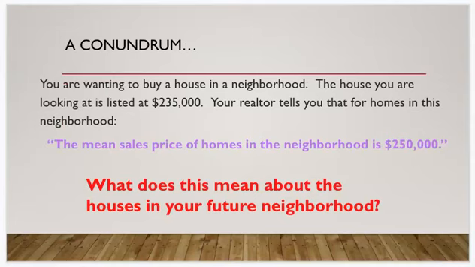You're wanting to buy a house in a neighborhood. The house you're looking at is listed at $235,000. Your realtor tells you that for homes in this neighborhood, the mean sales price of homes in the neighborhood is $250,000. What does this mean about the houses in your future neighborhood? How much do they cost? Can you tell from that information?